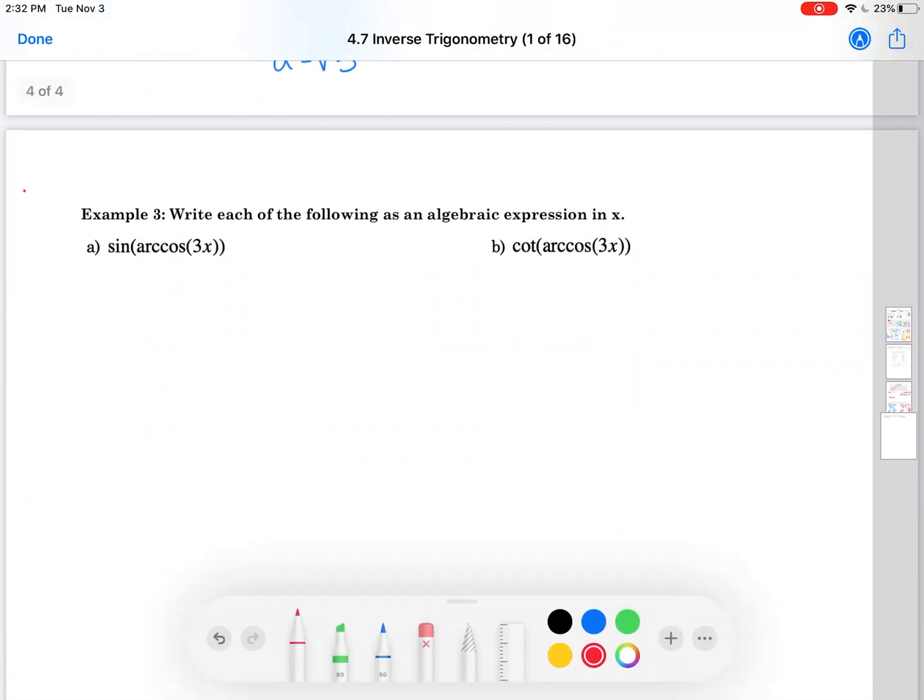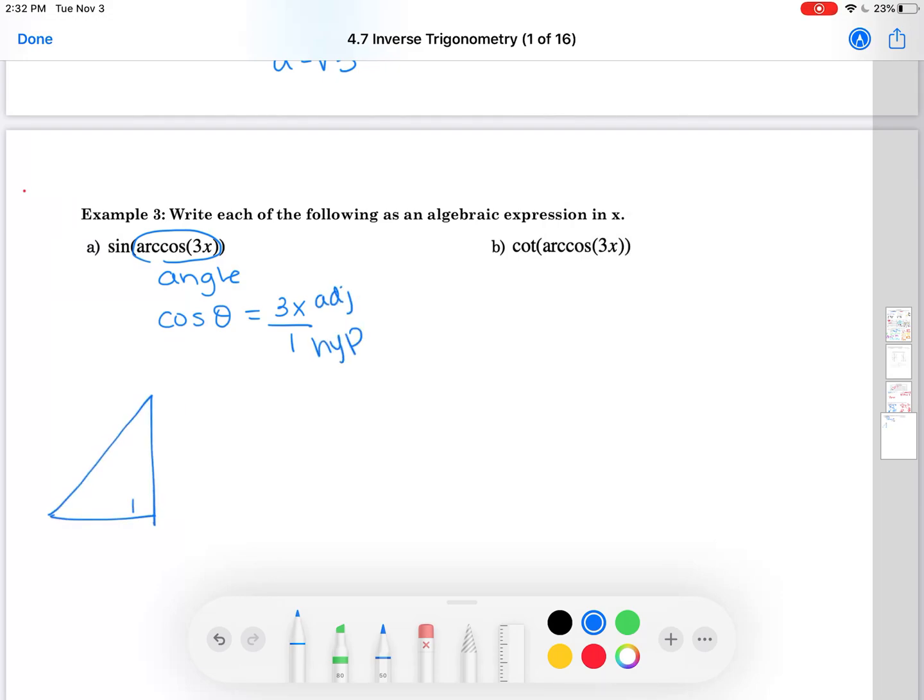Okay, and then lastly, we can make this a little bit trickier. Instead of actually having a real value, we might have x, but it's really the same process. We want to keep in mind that the arc cosine of 3x is really just representing an angle. What this is saying is that cosine of some angle is equal to 3x, so technically over 1, because anything can be a fraction over 1. That's my adjacent, that's my hypotenuse. So let's draw a triangle.